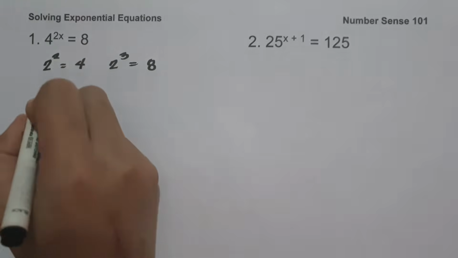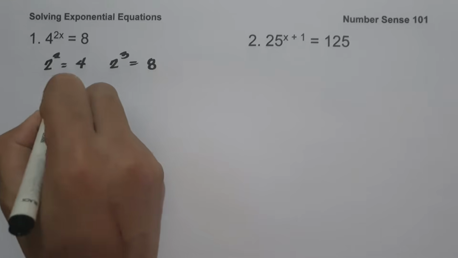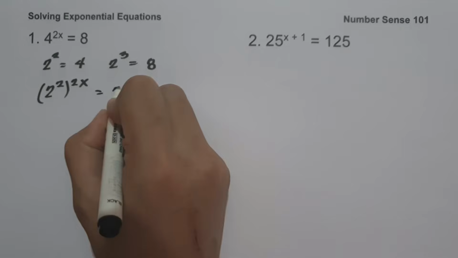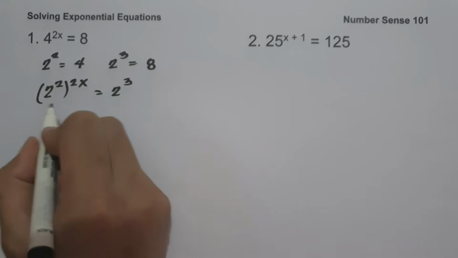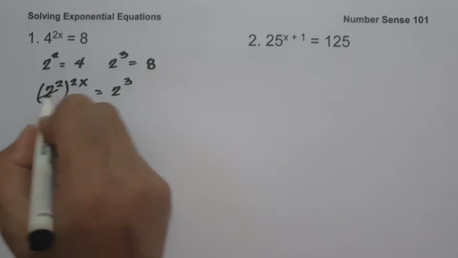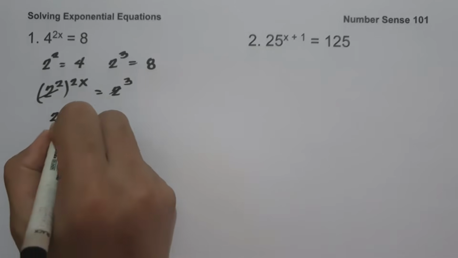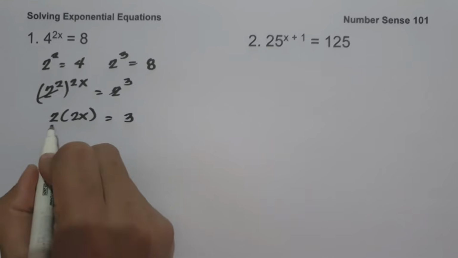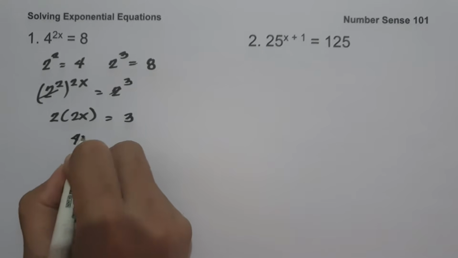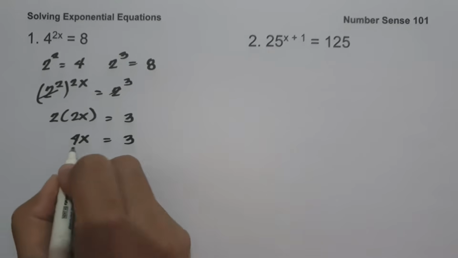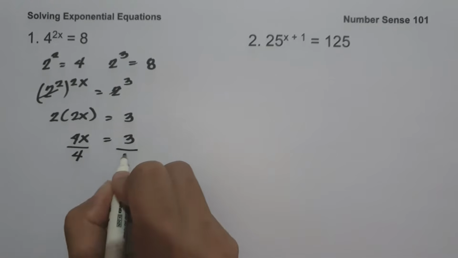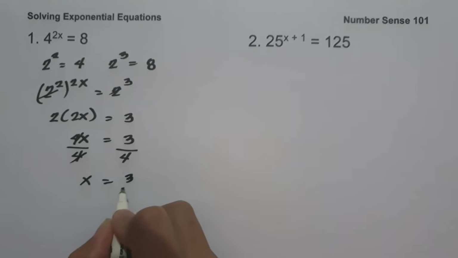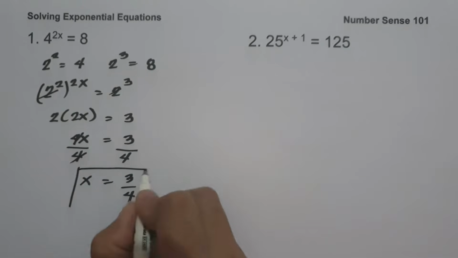So let us have 4, that is 2 squared, raised to 2x equals 8, that is 2 raised to 3. So since we have the same base, let us cancel the base and let us have 2 multiplied by 2x equals 3. 2 multiplied by 2x is 4x equals 3. Let us divide both sides by 4. Let us cancel this one. So the value of x is 3 over 4, and this will be our answer.